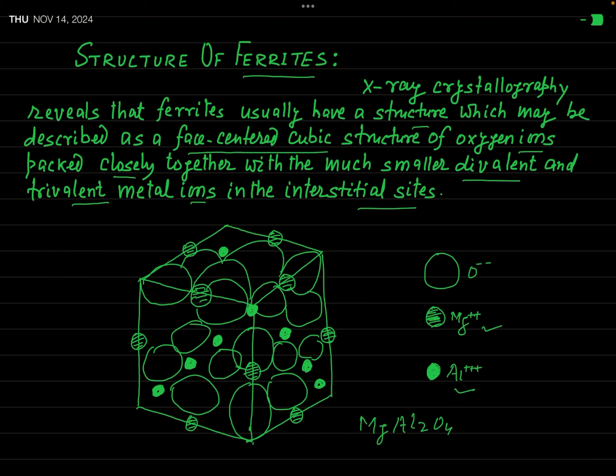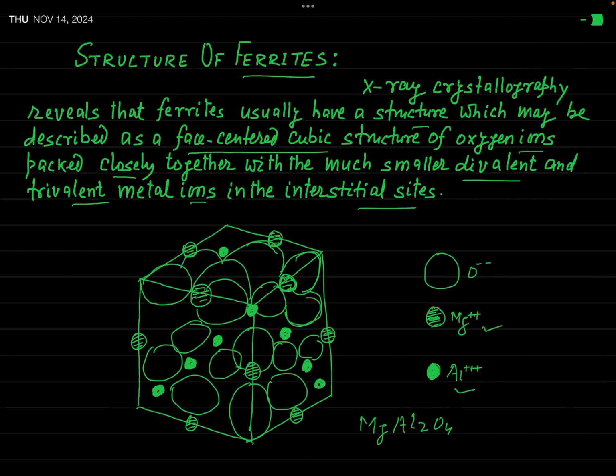You can see that the Mg double plus ions occupy the tetrahedral sites, and each Mg double plus ion is surrounded by 4 oxygen ions. You can see that this is your Mg double plus, and then this is an oxygen ion, this is an oxygen ion, this is an oxygen ion, this is an oxygen ion. So in this way, each Mg double plus ion is surrounded by 4 oxygen ions.